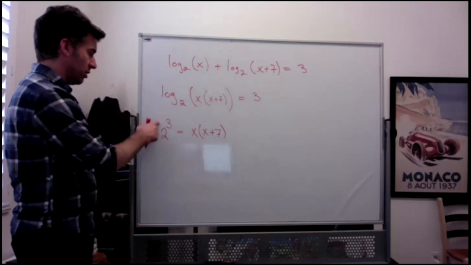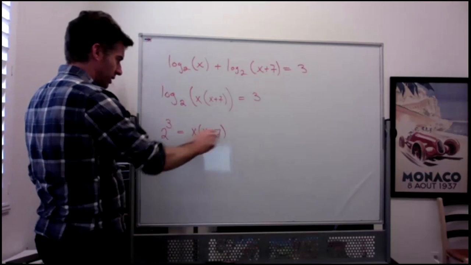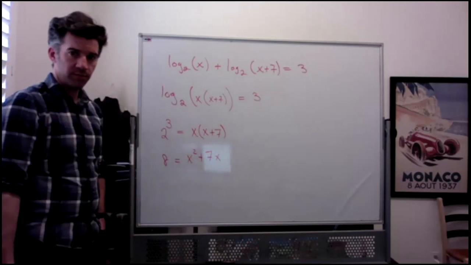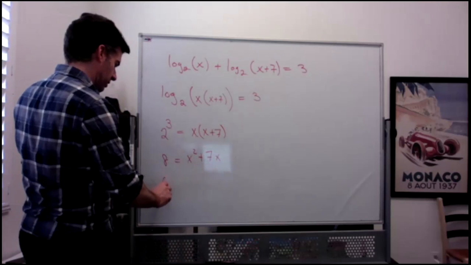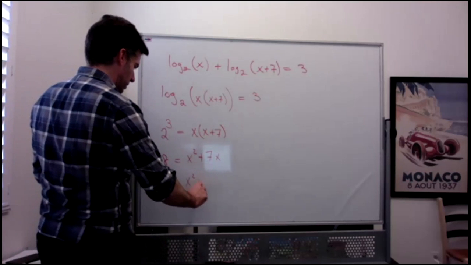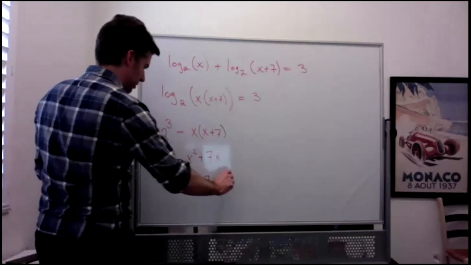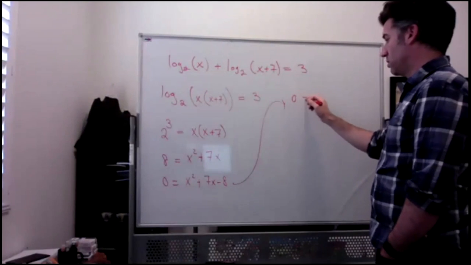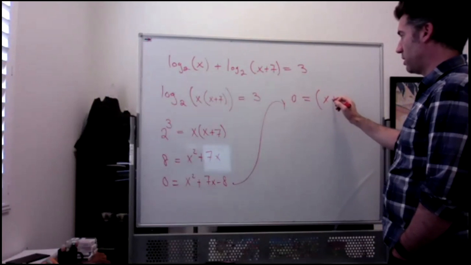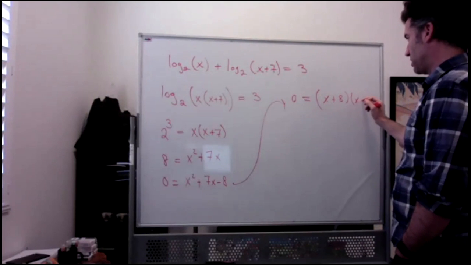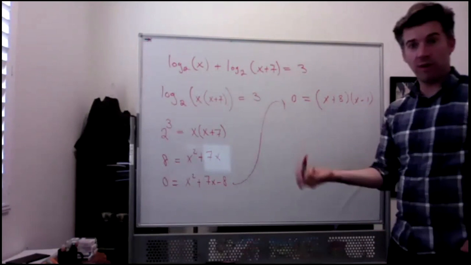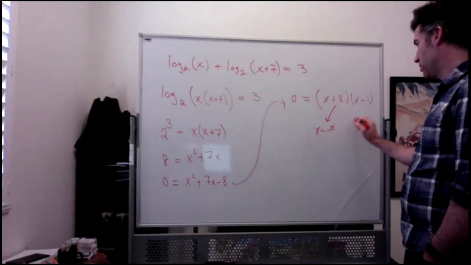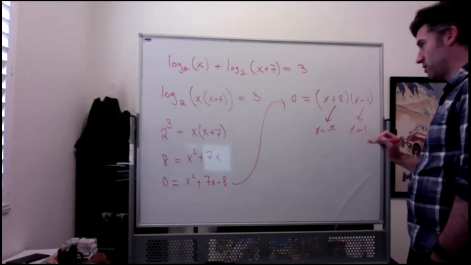Simplifying, 2 to the third is 8. x times x plus 7 is x squared plus 7x. Bring the 8 over is -8, so 0 equals x squared plus 7x minus 8. And then factor. That factors as x plus 8 times x minus 1. So my possible solutions are x equal to -8 and x equal to +1.